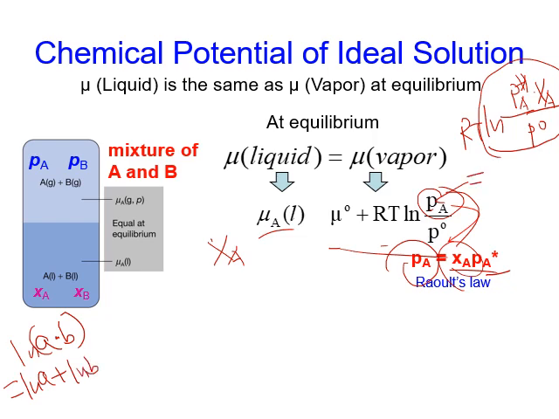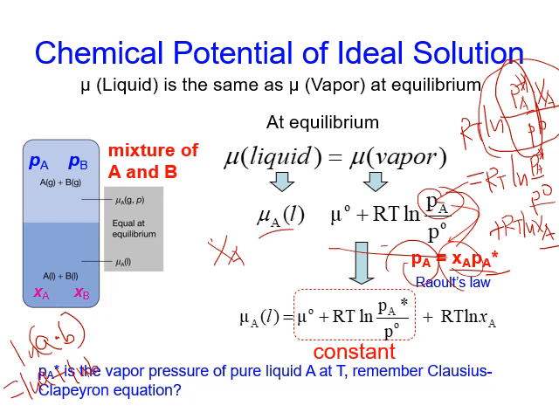So in this case, this can be written as RT ln PA star divided by P naught. Okay, you separate this and plus RT ln XA. So the product can be separated, and therefore we have this equation: the chemical potential of A in the liquid phase equals the gas phase chemical potential, which can be written as the standard state chemical potential plus RT ln vapor pressure when it's pure divided by 1 bar plus RT ln XA.